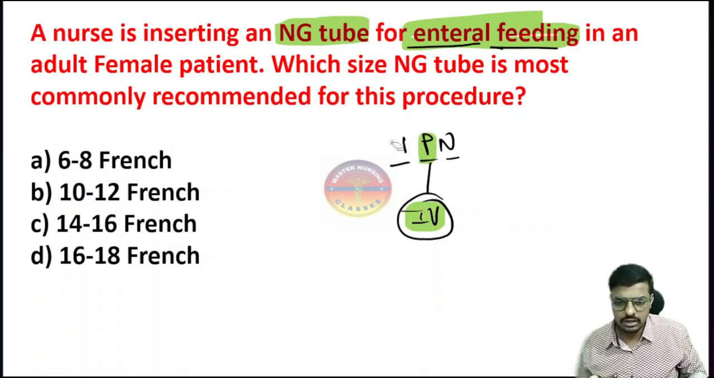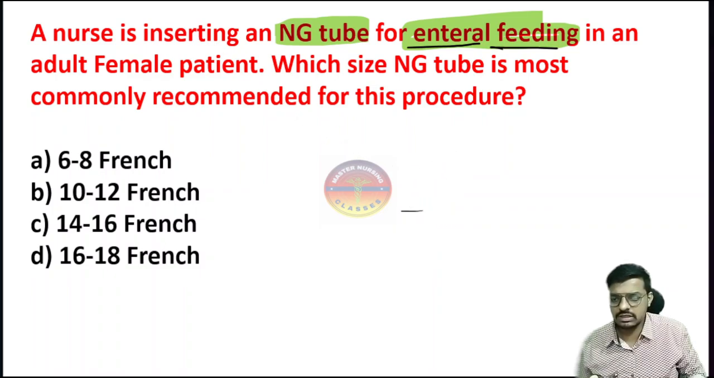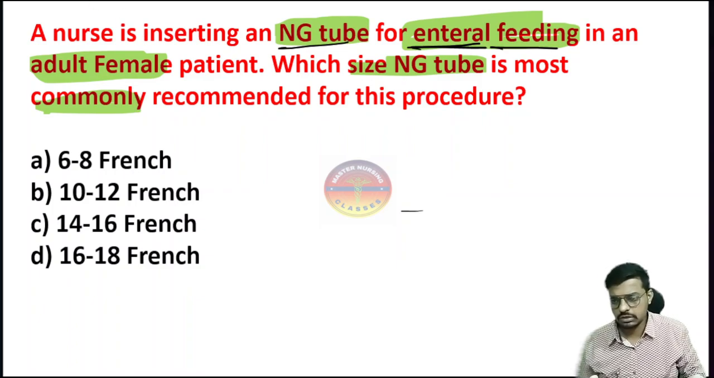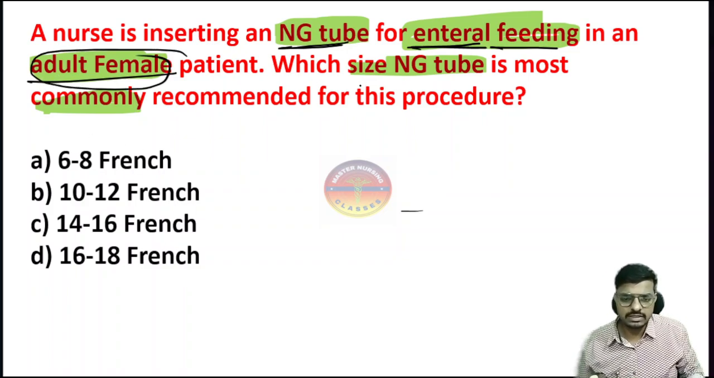So what is happening in the question? Yes, the nurse is inserting the NG tube, the nasogastric tube for enteral feeding, in an adult female. Which size of the NG tube is most commonly recommended for this procedure? The question is the NG tube inserted for enteral feeding in an adult female. In an adult female, this is most important. So what size NG tube do we have to choose here?